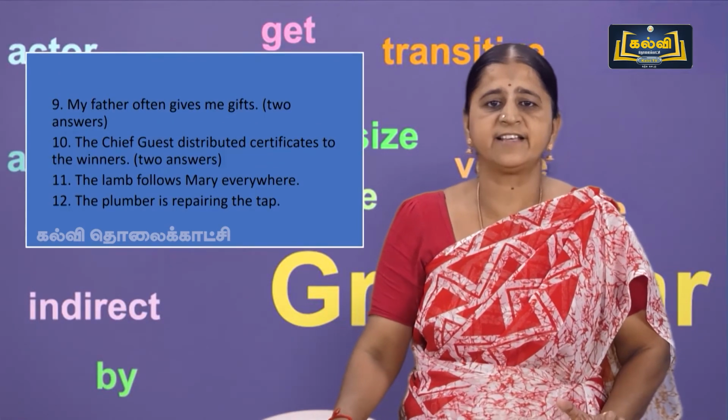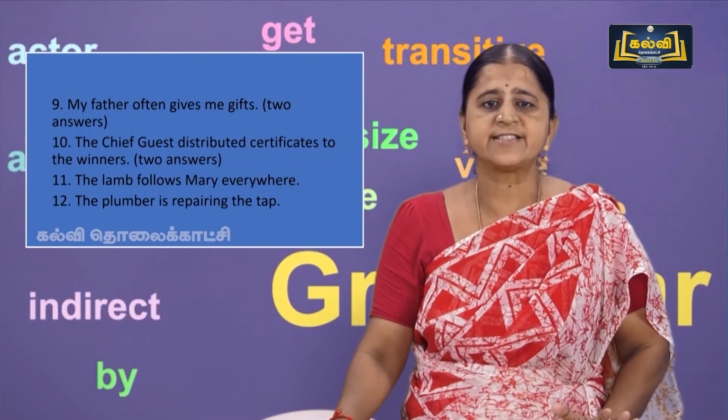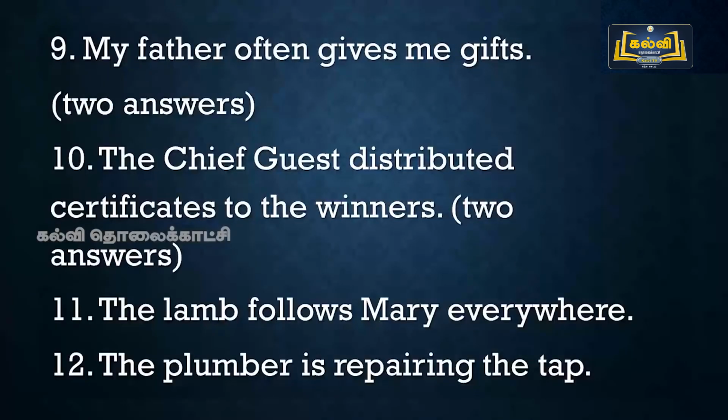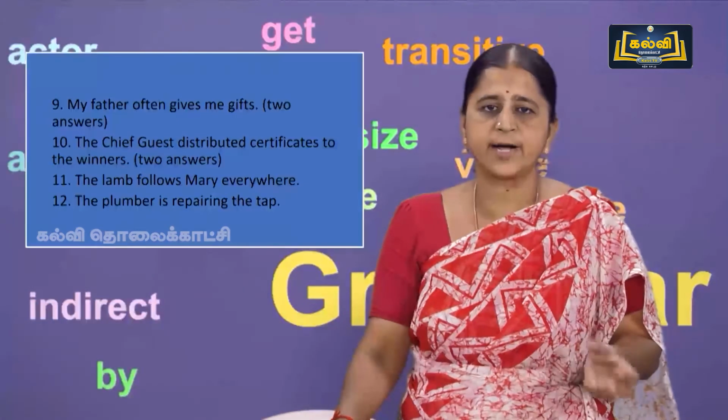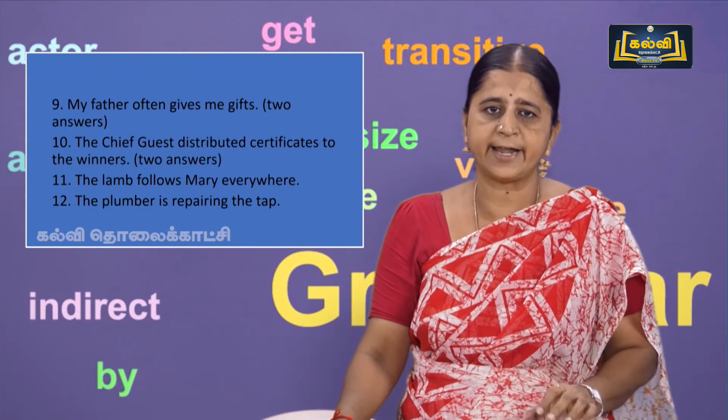இப்போ நம்ம சேர்ந்து இதுக்கான ஆன்சரை பார்க்கலாம். Sentence number 9. My father often gives me gifts. இப்போ இந்த சென்டென்ஸை பார்த்தீங்கன்னா gives வந்து verb. My father often gives what? Gifts. அப்போ gifts வந்து direct object. My father often gives whom gifts? Whomக்கு answer me. அது வந்து indirect object.